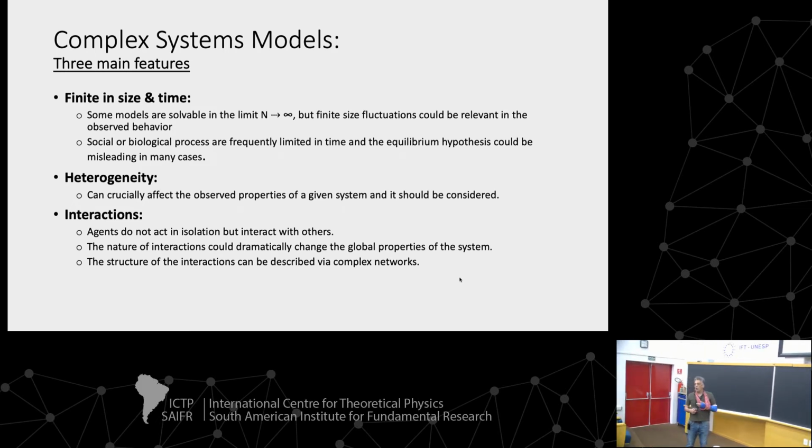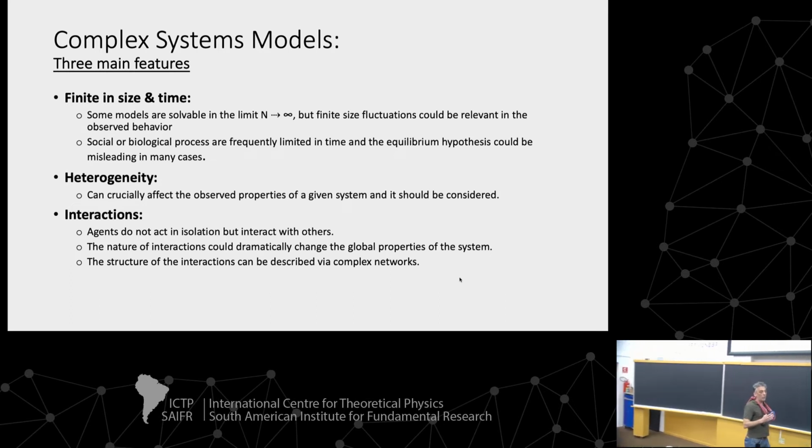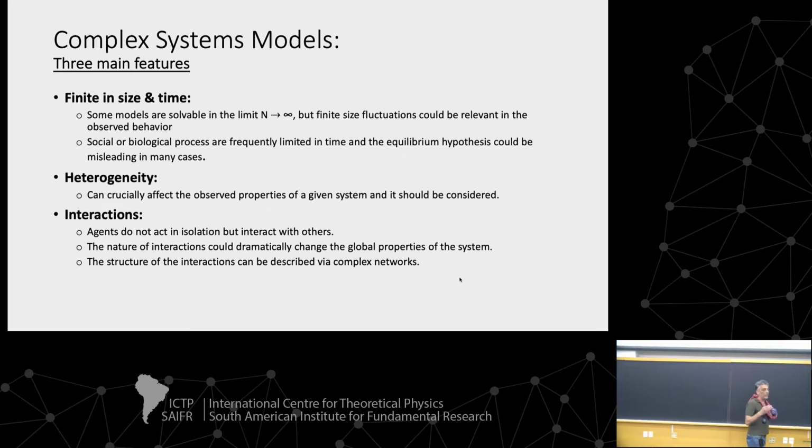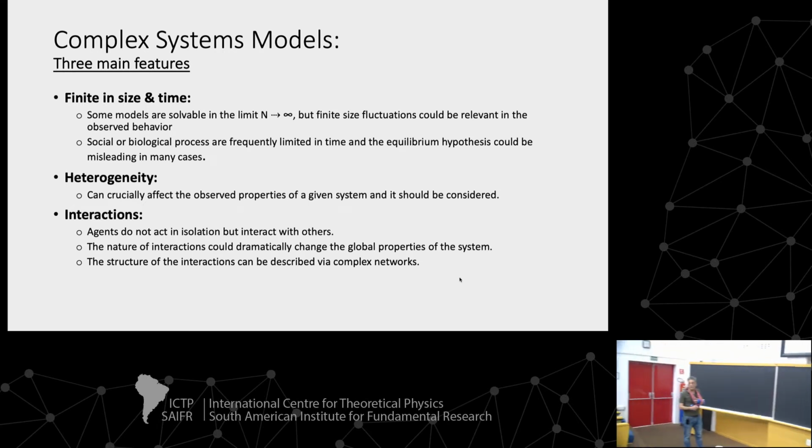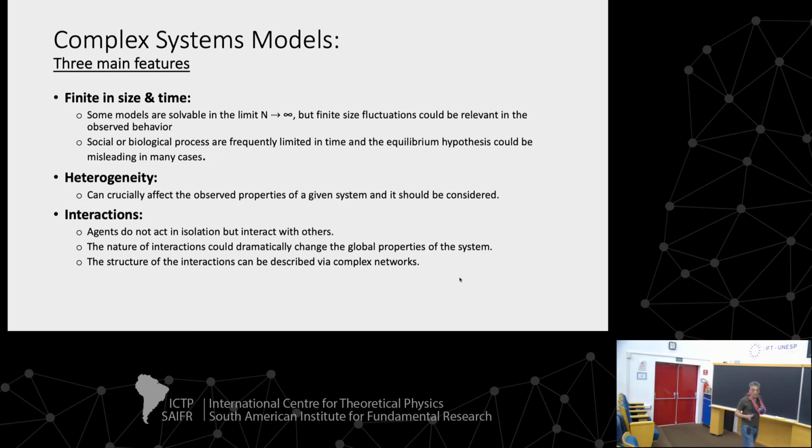So, three main features of complex system models. They are finite, although when we want to get some mathematical insight into them, we approach infinite systems, but they are finite in size and in time. They are generally out of equilibrium. They are heterogeneous, and they have interactions. Yes? These are the main features of complex systems.